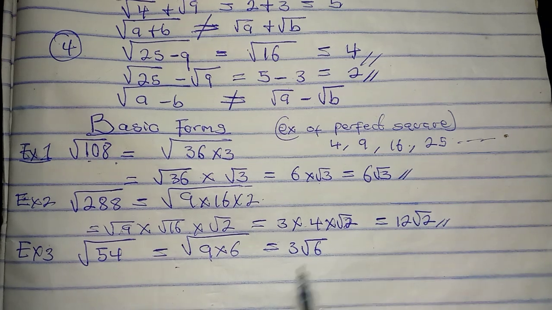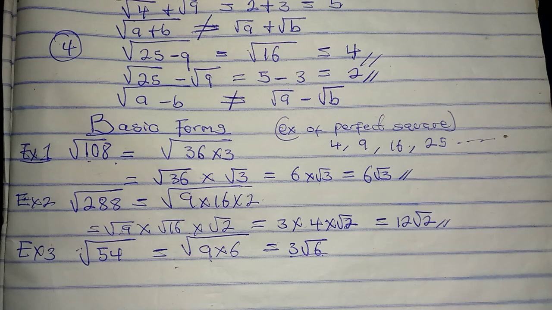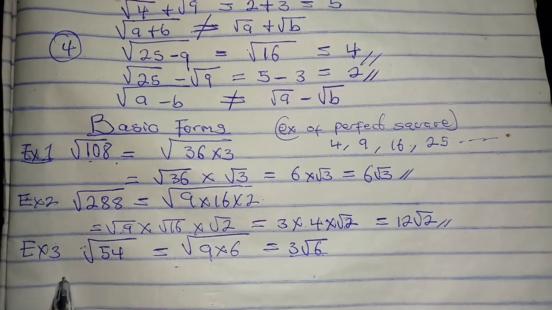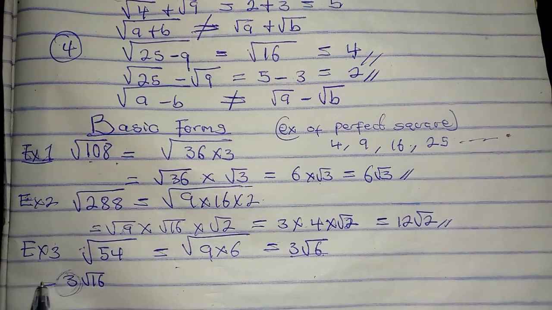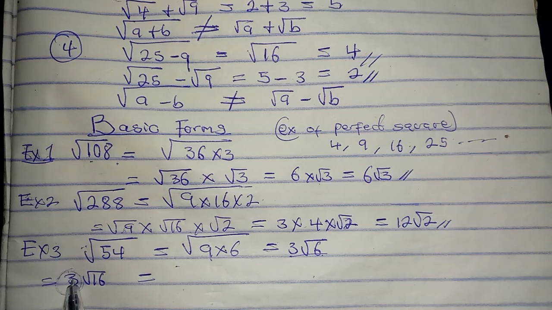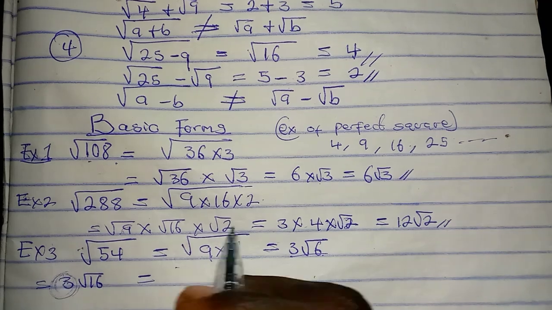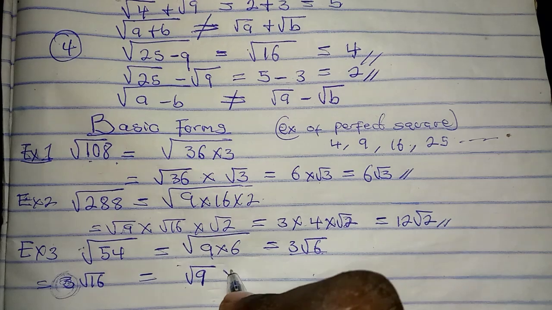And don't forget, you can easily transform this basic form back to its normal form. The transformation which reduces a SURD to its basic form can easily be reversed. To reverse this, we have 3 root 6. This number outside, you are going to square it. If you square it, don't forget the root of this number is going to give us 3 back. So we can say that 3 raised to power 2, which is 9. Therefore, we have root 9 times root 6.